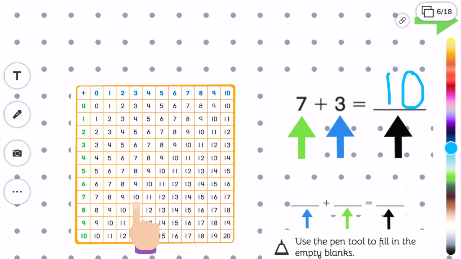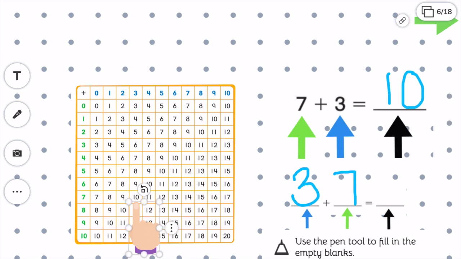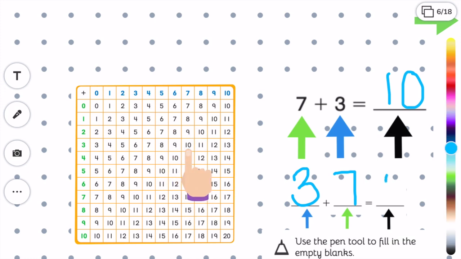So if 7 plus 3 is the same as 10, I wonder what is 3 plus 7 the same as? So that's what we're going to find out. Go down to 3, and now we're going to add 7, so plus 0. 6, 7. So 3 plus 7 is the same as 10.